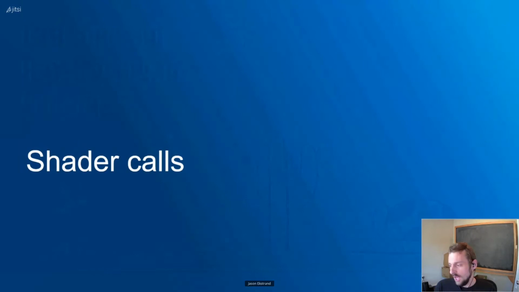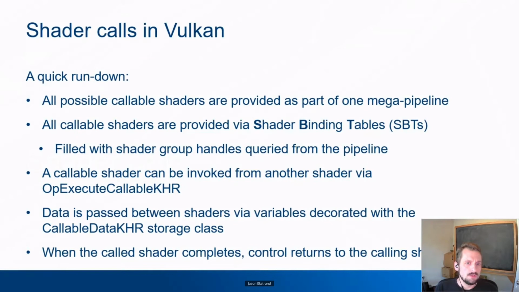So the first tricky bit about ray tracing is that it involves this concept of shader calls. As a quick recap, you have these special kinds of shaders called callable shaders. And when you create your Vulkan pipeline, you give it all of the possible callable shaders as one giant mega pipeline. Vulkan actually has a pipeline library thing, so you can do your compiles in pieces and then piece them all together. But the VkPipeline that you have to work with from the API point of view contains all of the shaders. It's up to the driver how much compilation it does with all of them, but it's all available.